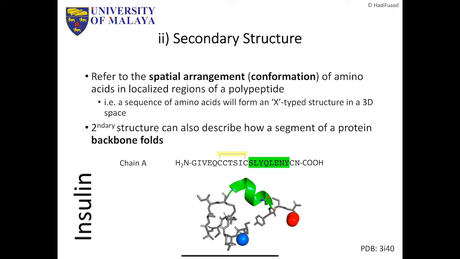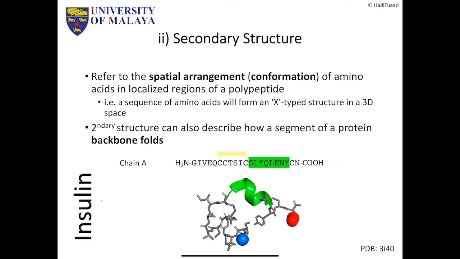Okay, moving on to the second one, the secondary structure. Secondary structure refers to the local spatial arrangement or conformation of amino acids in a localized region of a polypeptide. To be specific, a sequence of amino acids will form an X-type structure in three-dimensional space. Secondary structure can also describe how a segment of a protein backbone folds.